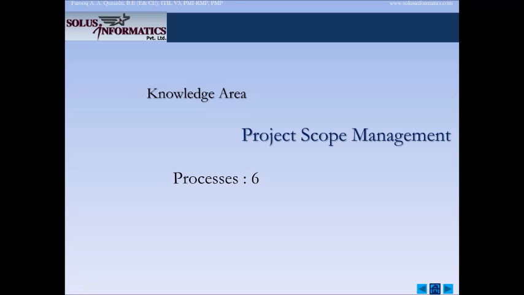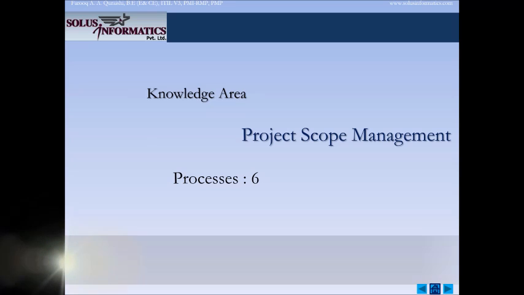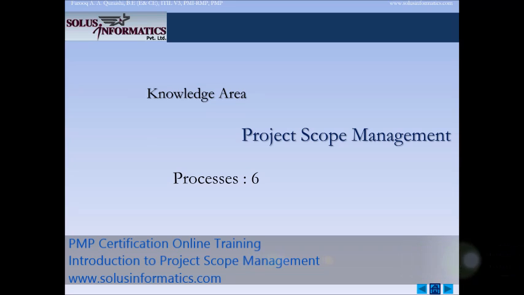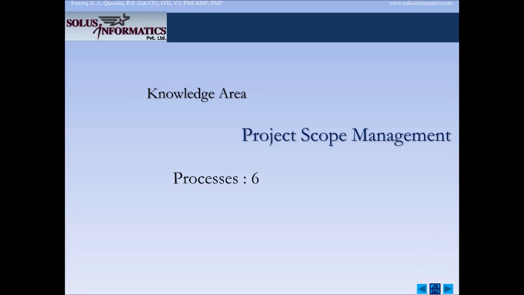Processes, and these 49 processes have been put across the 5 basic process groups, and the same 49 processes have been put across the 10 knowledge areas. So out of those 10 knowledge areas, we have finished doing the project integration management. And now the second knowledge area that we are going to do today is the project scope management. And this knowledge area has 6 processes.